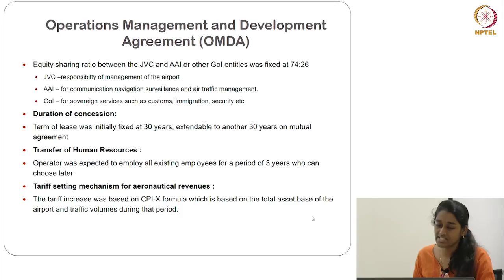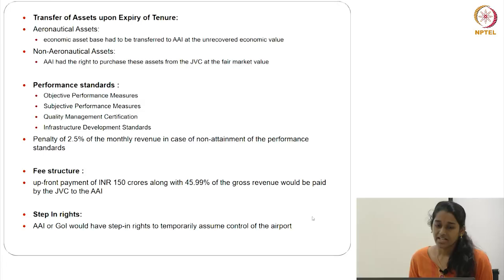And transfer of human resources: they should employ all the existing employees for 3 years, and later the employees can either choose to retire or continue, based on their wish. And tariff setting mechanism for aeronautical revenues. This was for tariff increase in future. It was based on a formula, the CPIX formula. They took into account the total asset base of the airport and total traffic volumes. It included both.